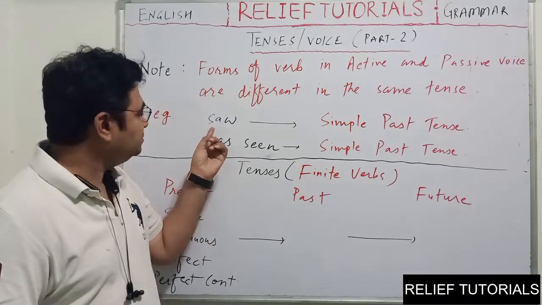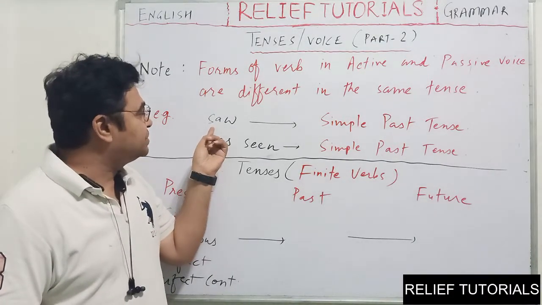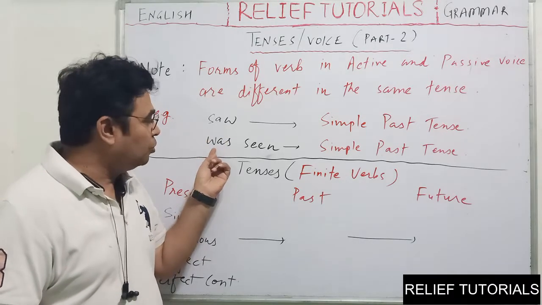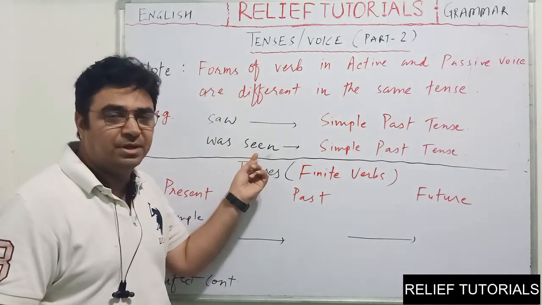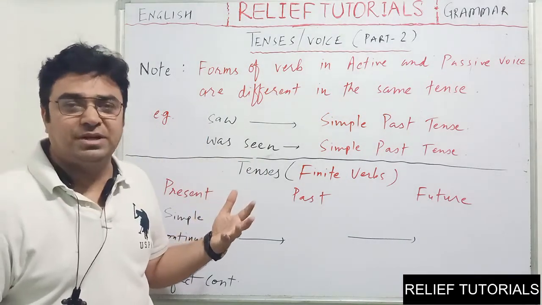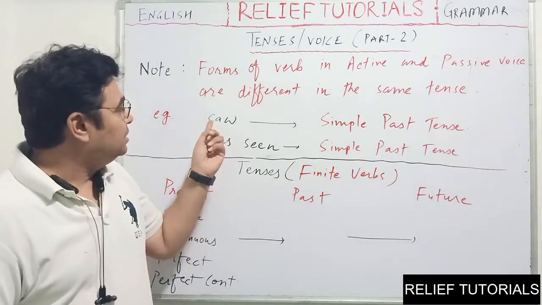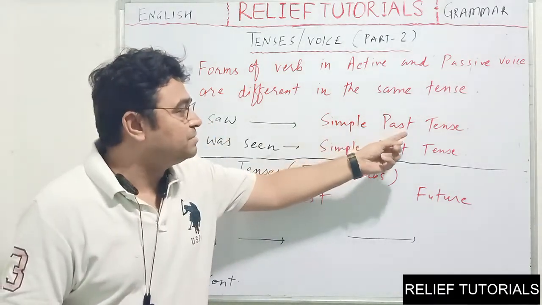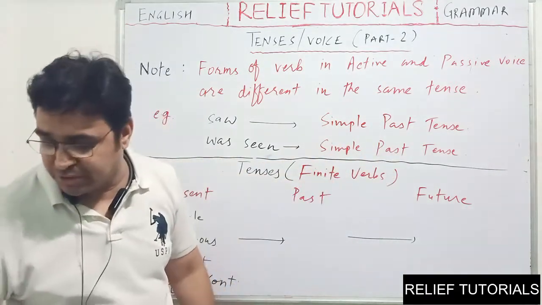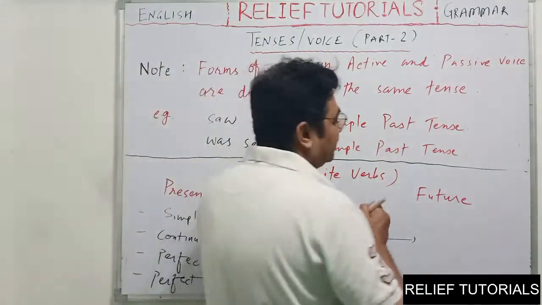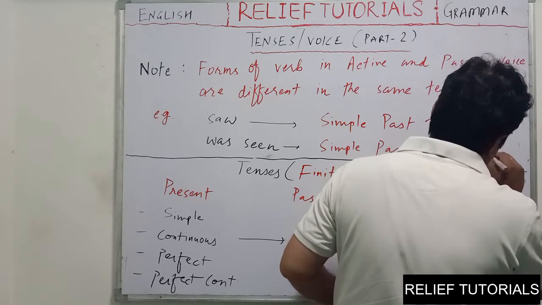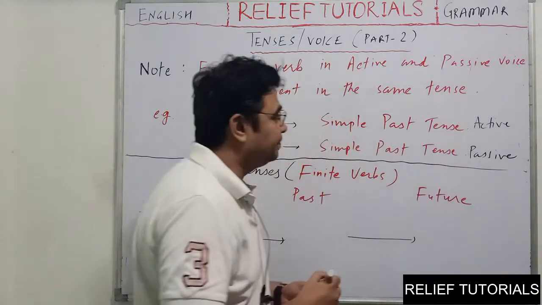For example, this is the past tense of see, that is SAW. And here, with the helping verb was and the past participle form of the verb, that is seen. So at first sight it looks to be totally different tenses. But mind well, saw is the simple past tense but active voice, and was seen is a simple past tense passive voice. So this is the active voice and this is the passive voice.